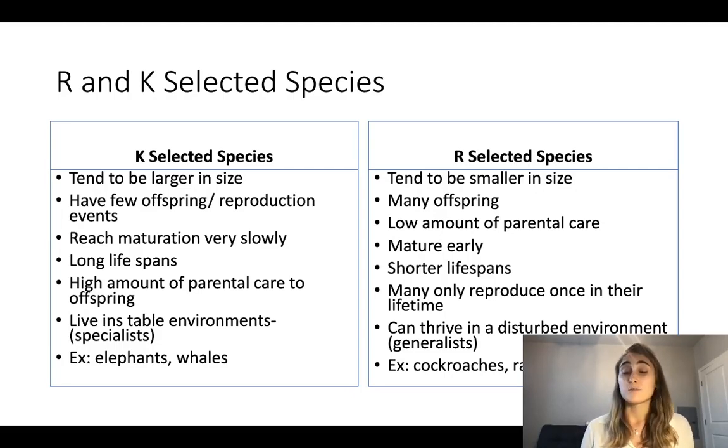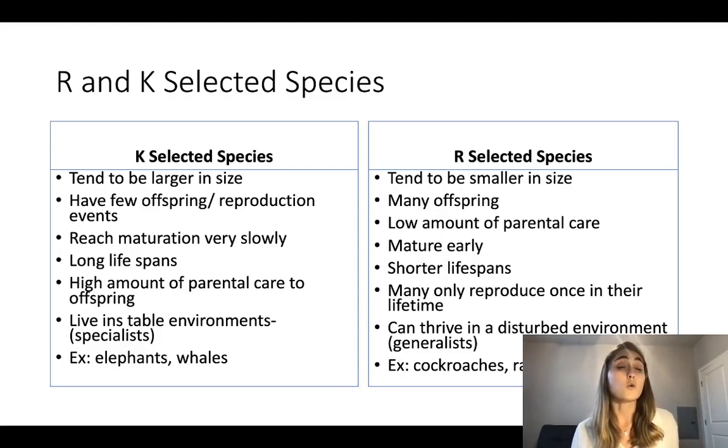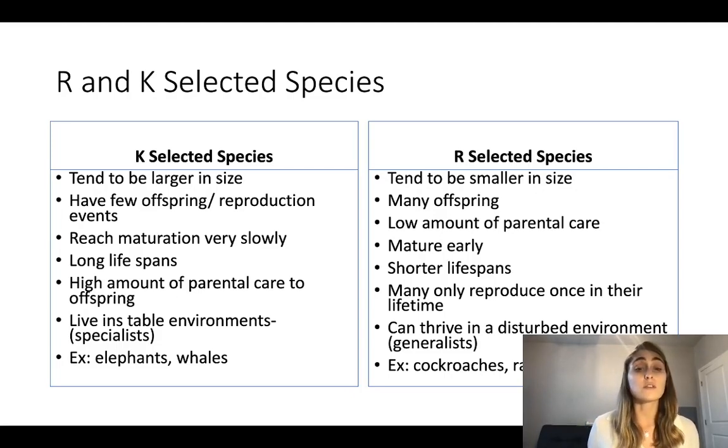Versus a K-selected species is essentially all the opposite of those things. They tend to be much larger in size, so think large mammals. They tend to have very few offspring or reproductive events. They may only have one or two offspring in their entire lifetime. They reach reproductive maturation very slowly, which means it could take a decade or so for them to reach a point where they're able to produce offspring.